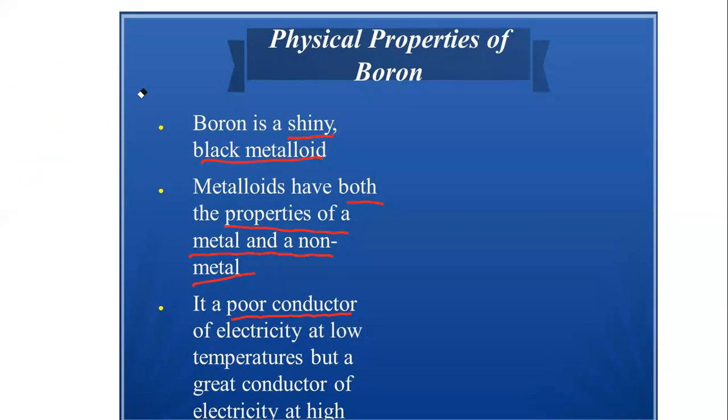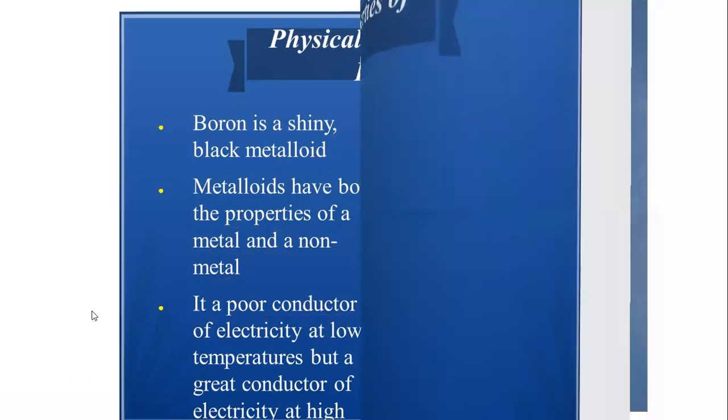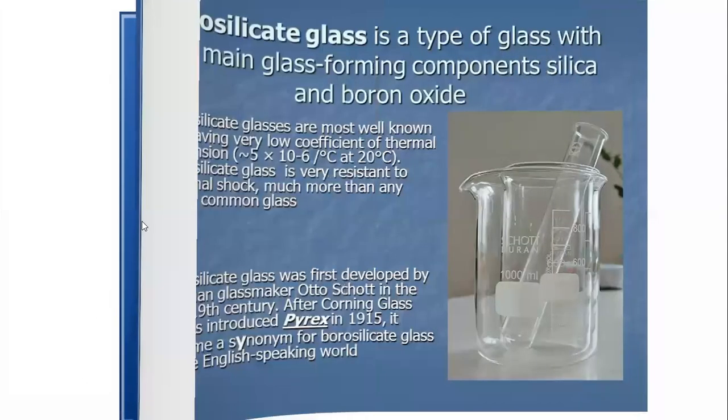So you can take a screenshot. You can copy down all the keywords. Don't write sentences. Shiny black solid. Shows properties of both metals and nonmetals. And it's a poor conductor at low temperature because it's a semiconductor.